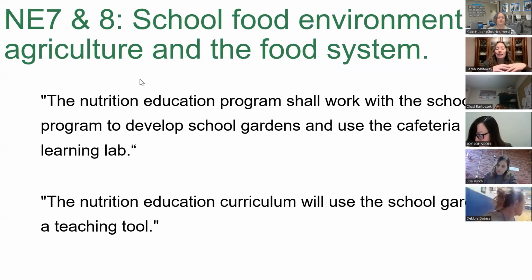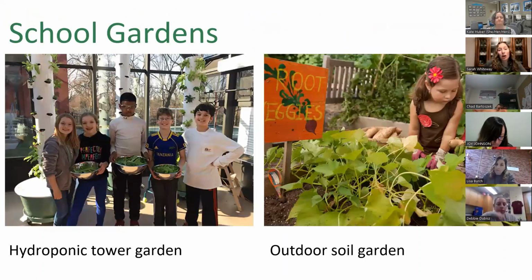The way to ideally do this is to have students learning about growing food, harvesting food, and then having that food available for them in the cafeteria so that they are eating the food they've grown, and they see how you go from agriculture to consuming. They learn that whole part of the system, and it encourages them to eat healthy food grown in the school garden. So we encourage you to have a school garden, whether that is a hydroponic tower garden or an outdoor, more conventional soil garden.